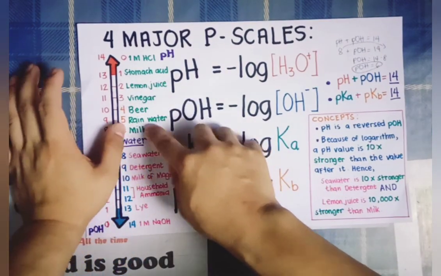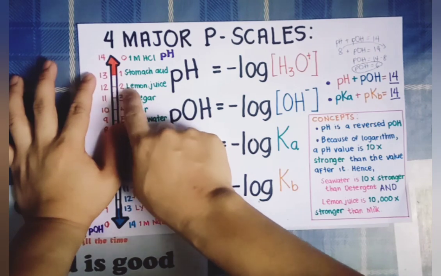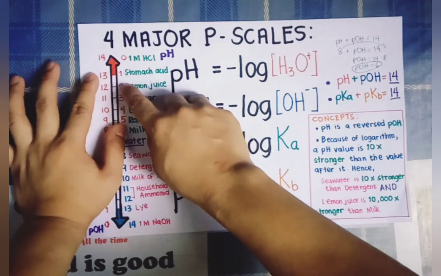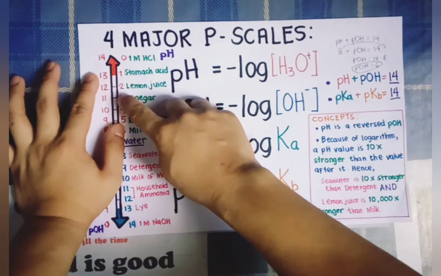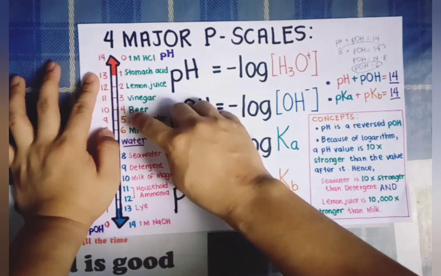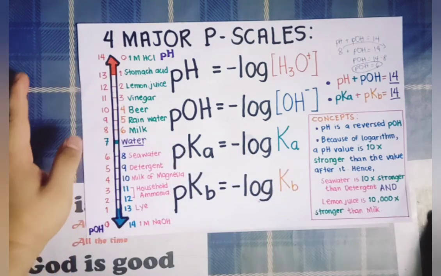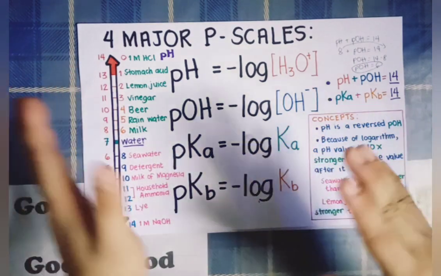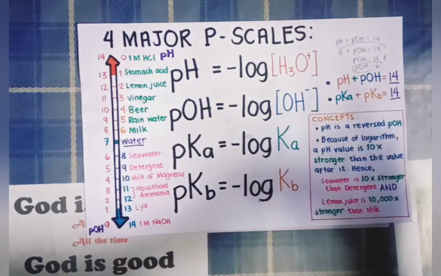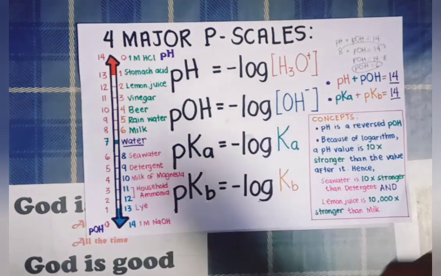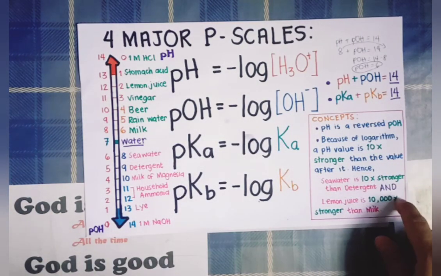Why 10,000? Remember this: one step is equivalent to 10 times. So 2 and 3, that's 10 times. 3 and 4, that's another 10 times. 4 and 5, another 10 times. And 5 and 6, another 10 times. So that's 10 times 10 times 10 times 10, four 10s, or 10 raised to 4, which is equivalent to 10,000 times.